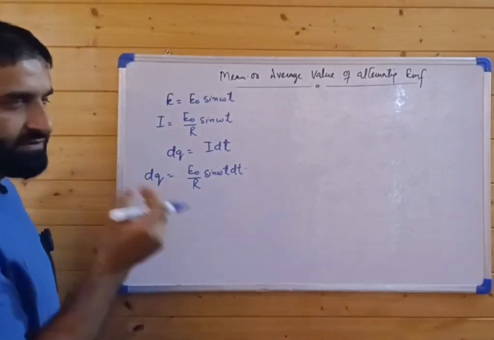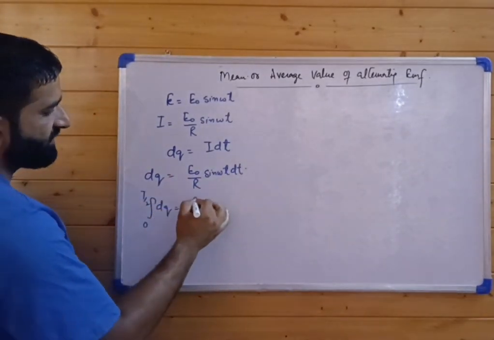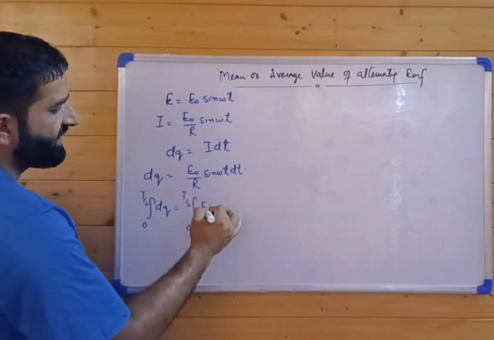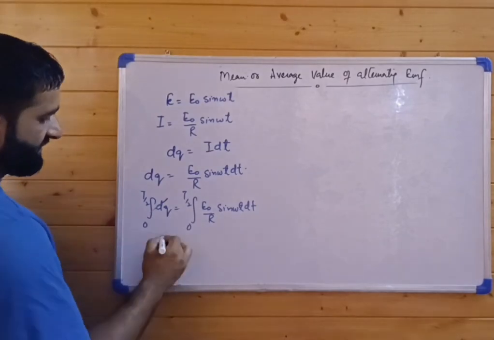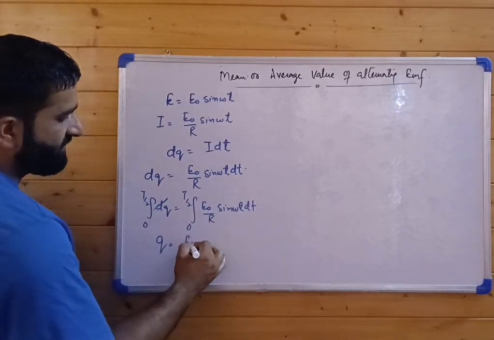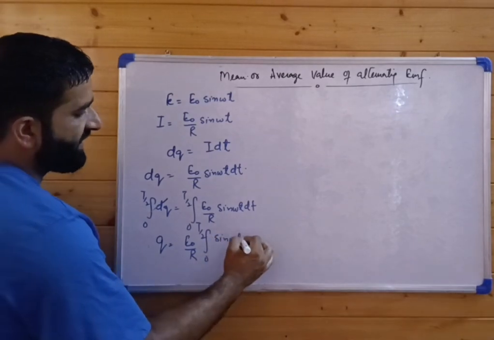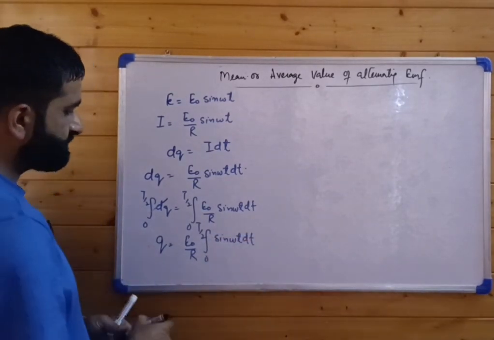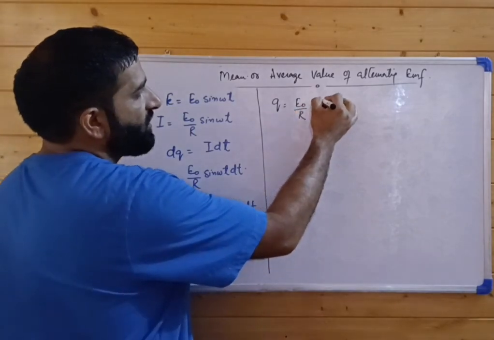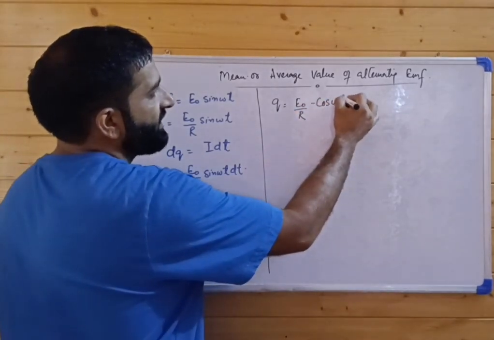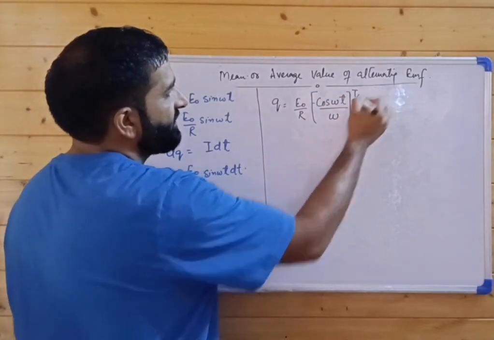Now integrating this from 0 to T by 2, we get the integral of dq is equal to the integral from 0 to T divided by 2 of E0 divided by R sine of omega t dt. Differential and integral cut out, so q comes out to be E0 divided by R, which is a constant, times the integral from 0 to T divided by 2 of sine of omega t dt. Now we have q is equal to E0 divided by R times minus cos of omega t, and the integration comes out to be 1 by omega. The limits are 0 to T divided by 2.